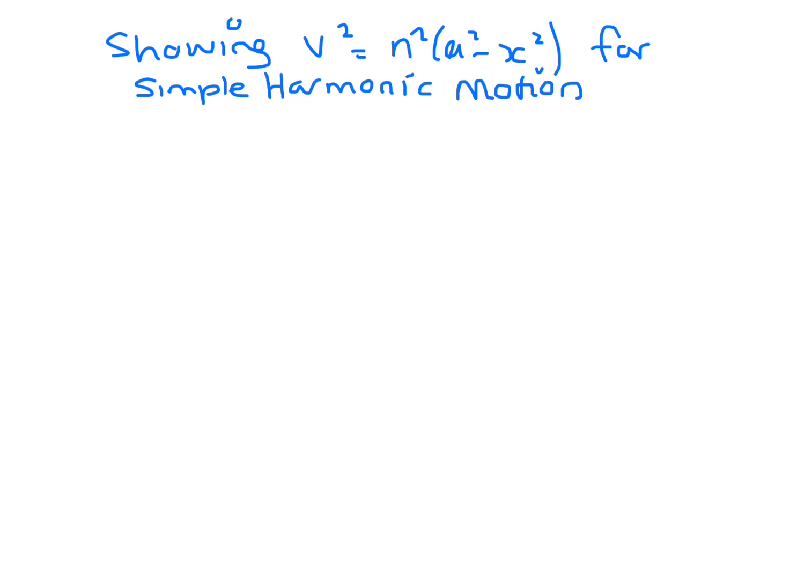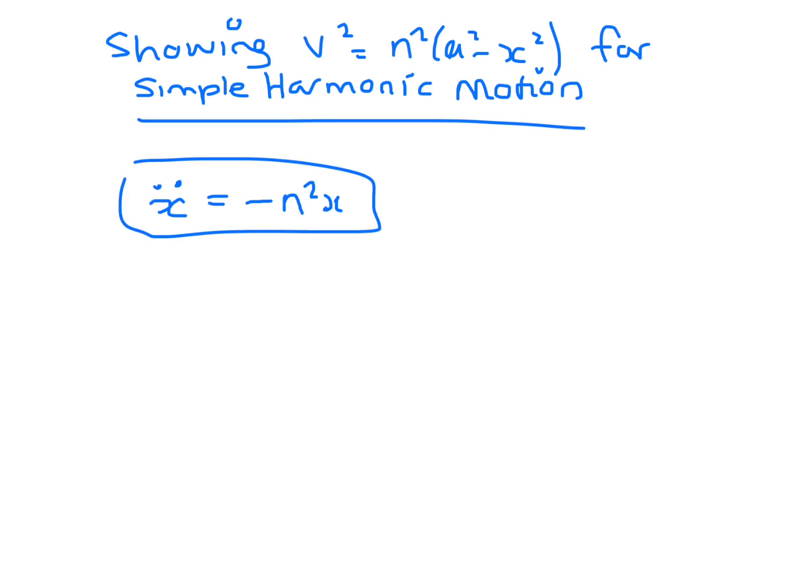Okay, just showing that v squared equals n squared (a squared minus x squared) for simple harmonic motion. So for simple harmonic motion, x double dot is minus n squared x. That's when the centre is at 0. So if I want to get a v squared, I need to replace the acceleration with d/dx of half v squared, which equals minus n squared x.